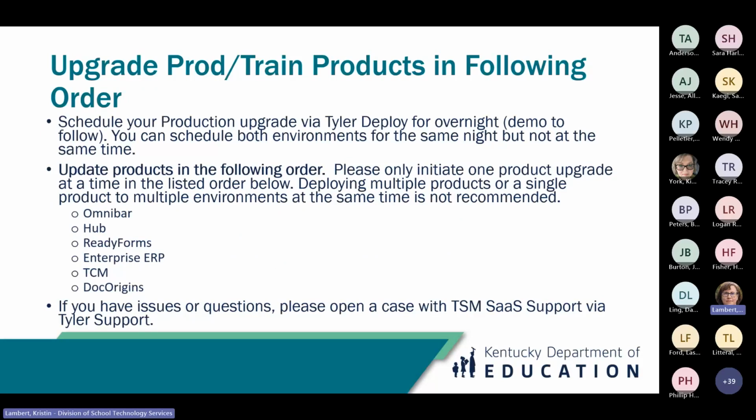Again, it can be done overnight. You shouldn't have any business outage to do upgrades going forward. You can schedule it for the weekends. You can schedule your train environment for a different day from your production environment, so you can do test, train, and then prod on a later date. Again, updating in the proper order still applies here. And if you have any questions, TSM SaaS support is always available to help you. You can open a ticket via the support portal.